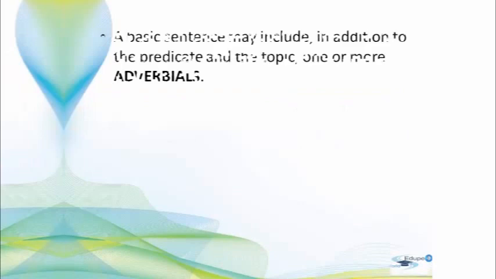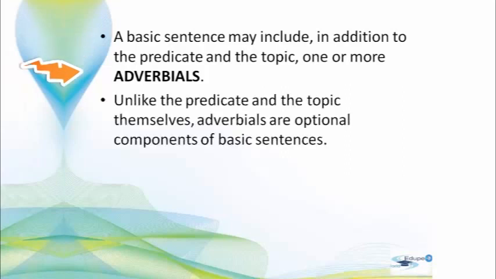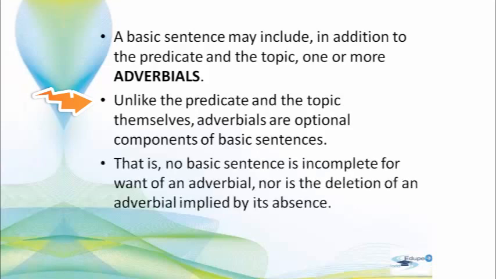Adverbials. A basic sentence may include, in addition to the predicate and the topic, one or more adverbials. Unlike the predicate and the topic themselves, adverbials are optional components of basic sentences. That is, no basic sentence is incomplete for want of an adverbial, nor is the deletion of an adverbial implied by its absence.